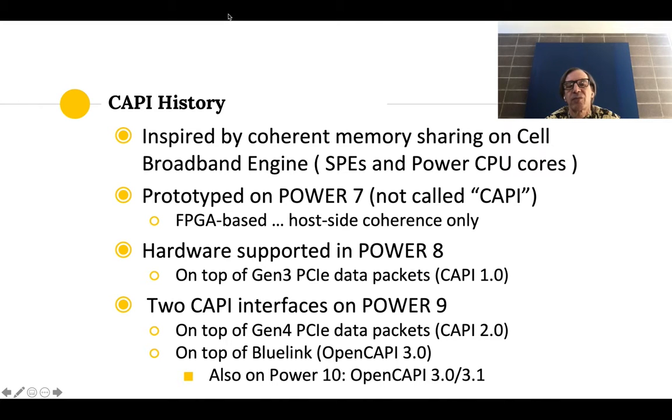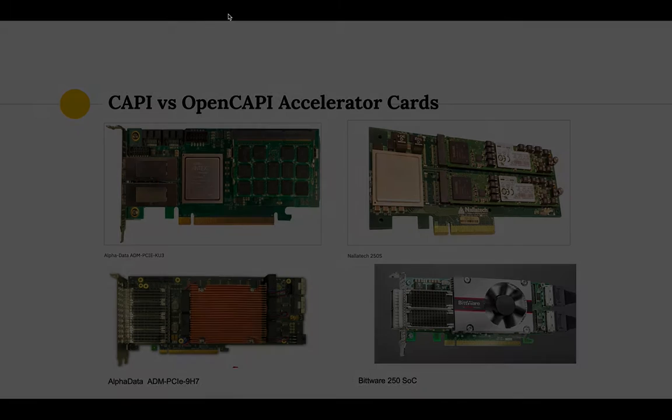So this was the first implementation of OpenCAPI, but in order to keep the numbering going, it was called OpenCAPI 3.0. And also on Power 10, there is a version of OpenCAPI that is leveraged for memory buffers. So this is a subset of the complete OpenCAPI protocol called OpenCAPI 3.1, again, leveraged for memory buffers.